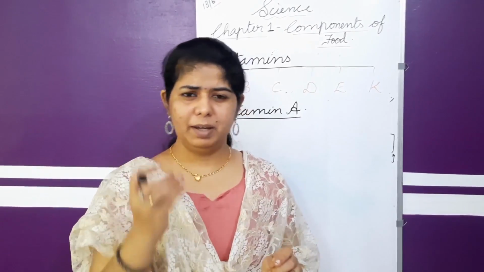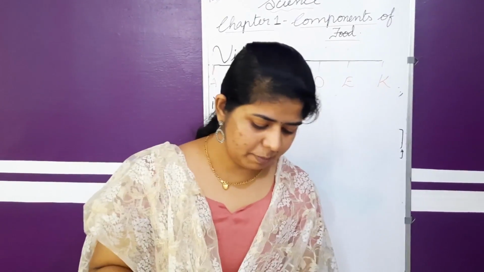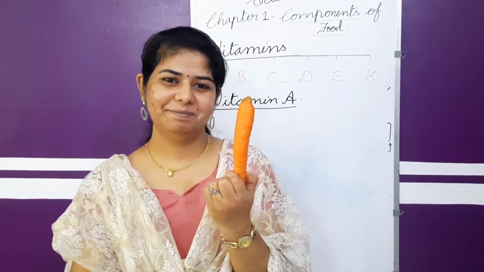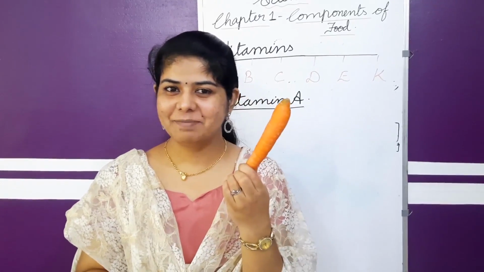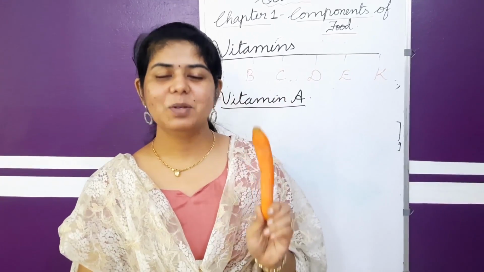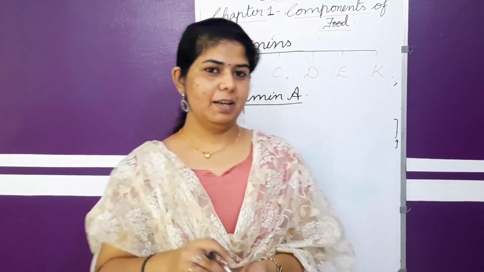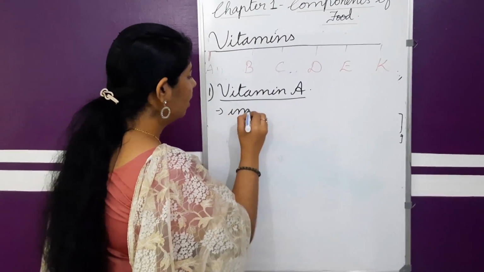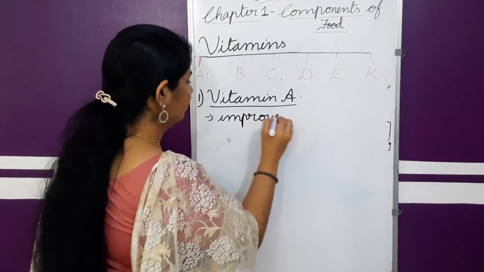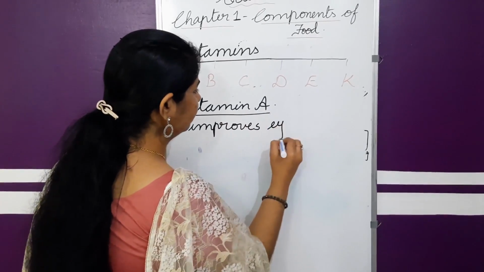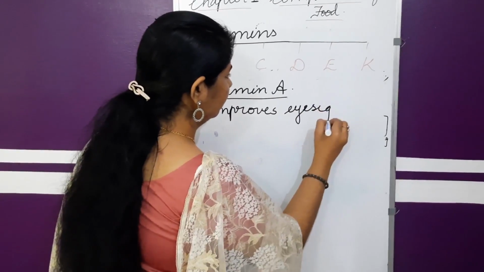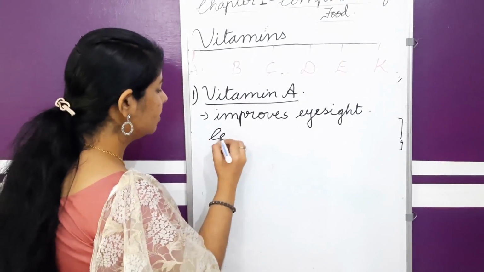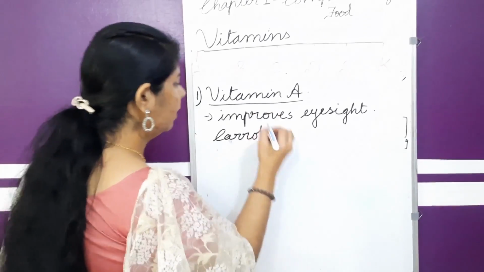And the main vegetable rich in vitamin A is this beautiful vegetable, carrot. If you have carrots, you will have good eyesight. So the function of vitamin A is that it helps to improve your eyesight, and the main vegetable rich in vitamin A is carrot.